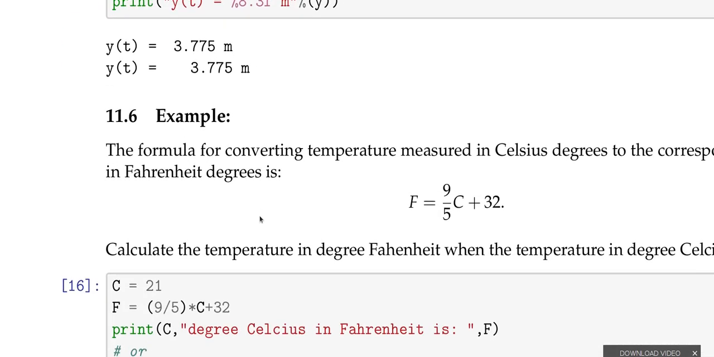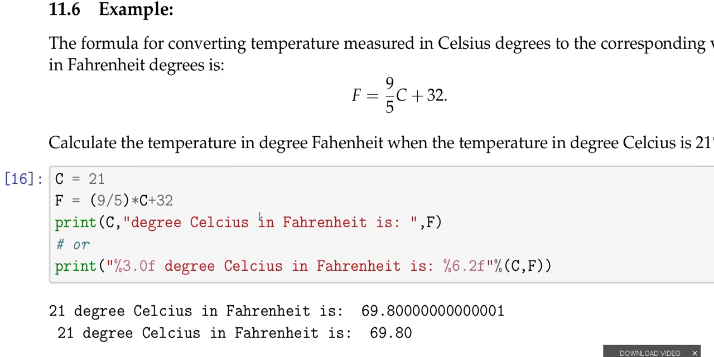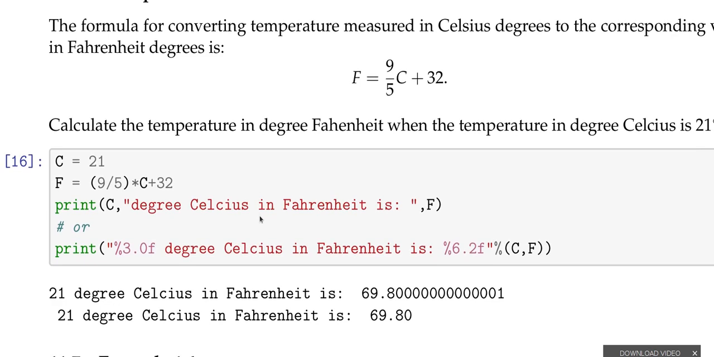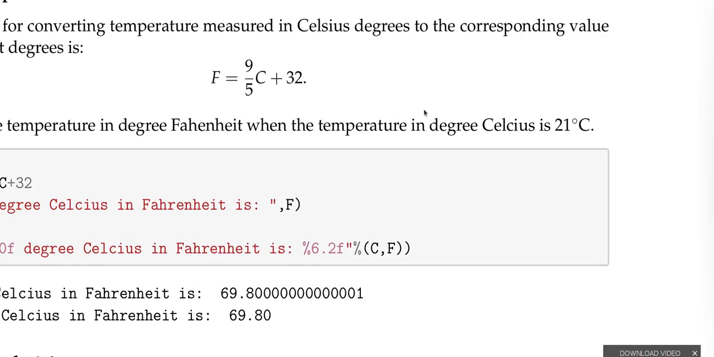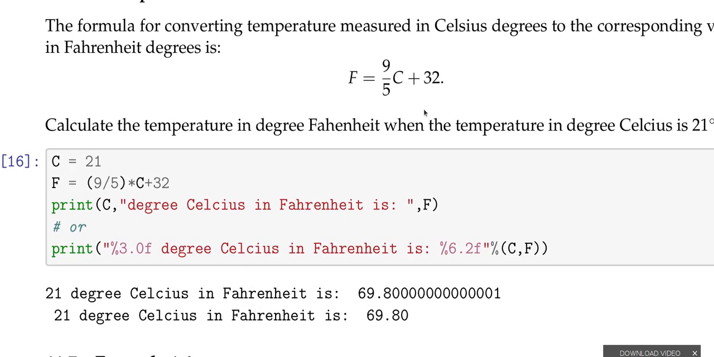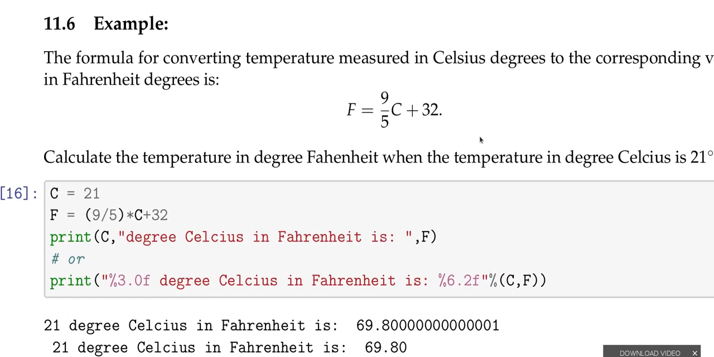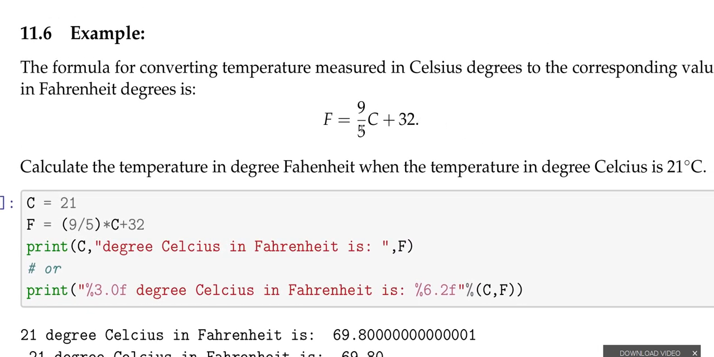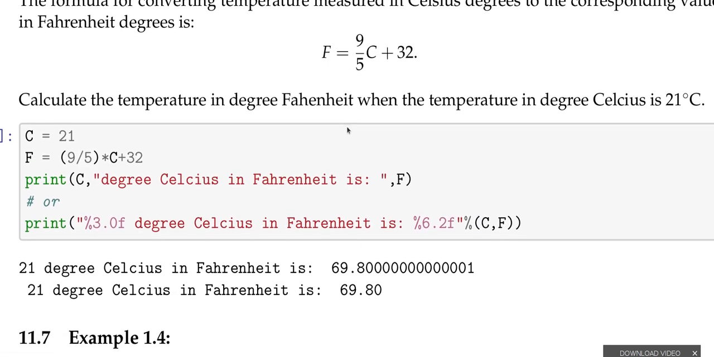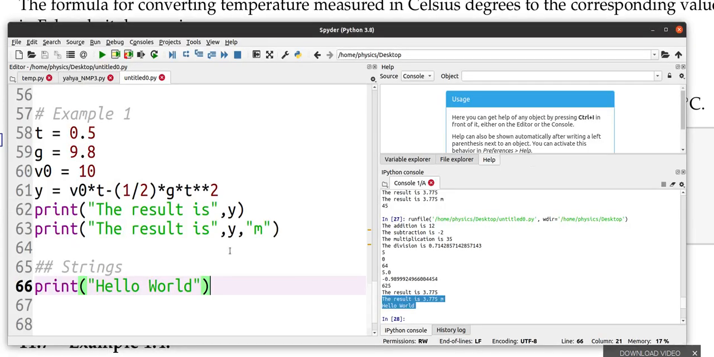Okay, another simple example. They said the formula for converting temperature measured in Celsius degrees to the corresponding value in Fahrenheit degrees is F equals 9/5 C plus 32. So calculate the temperature in degrees Fahrenheit when the temperature in degrees Celsius is 21 degrees Celsius. This is a formula to convert degrees Celsius to Fahrenheit. So they now want you to write code for this. So let me call it example 2.